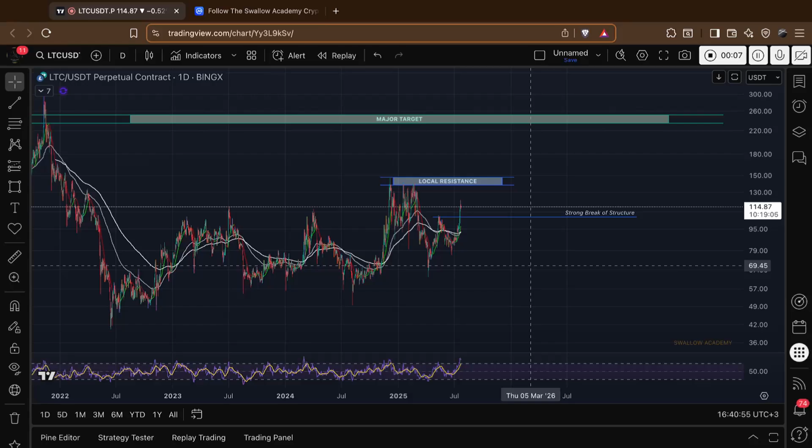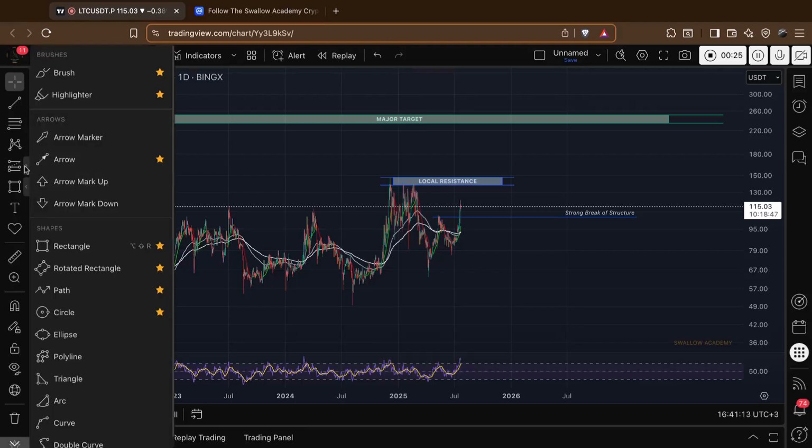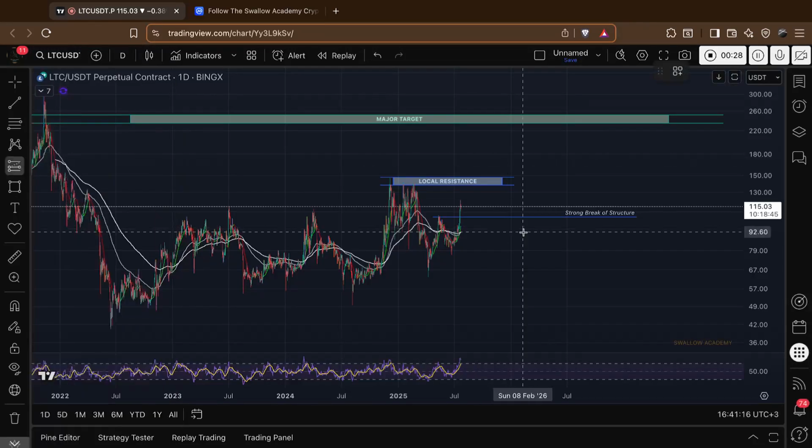Now, starting with the daily time frame, we have had a nice breakout structure near the $105 area, most likely heading towards this local resistance area. After we see a proper breakout from this zone, the major target is going to be our next target.